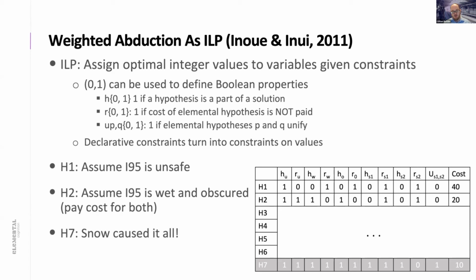I can go through this particular example in detail if there's interest, but to give you an overview, in this top row here, we're assuming unsafe is true, so H of U is 1, and R of everything else is 1 because we're not paying their cost, but we do have to pay the cost of assuming I-95 is unsafe, which is very expensive. And down at the very bottom, you can assume that snow has caused it all by assigning those integers.